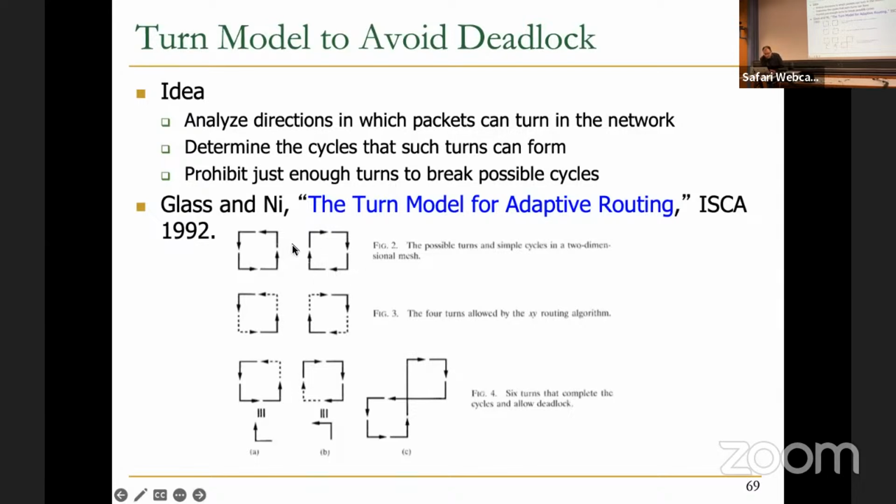This one is that we basically allow every turn. This one is XY routing, which we already discussed. And this is actually an example that says that if you randomly cut turns, this can actually get to deadlock. So here, even though we remove one turn from here and one turn from here, the remaining turns can actually cause a deadlock. And you can see that.